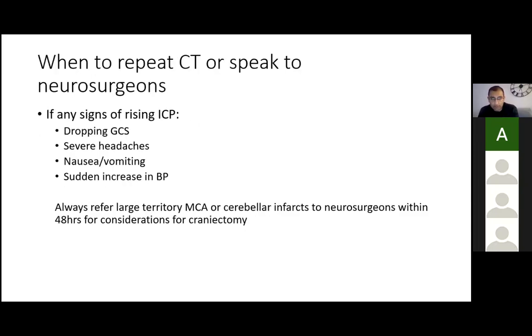And again, if you're looking after someone who's had a stroke, when would you want to repeat a CT? Because you get that edema, you'd want to look for any signs of raised ICP, so dropping GCS, more severe headaches, nausea, vomiting, or a sudden increase in blood pressure. Again, large territory infarcts are at high risk of edema causing raised ICP, so MCA territory, then you'd want to speak to neurosurgeons immediately to consider craniectomy.